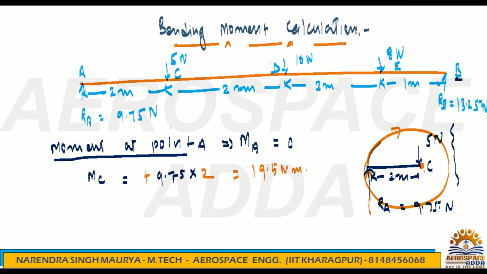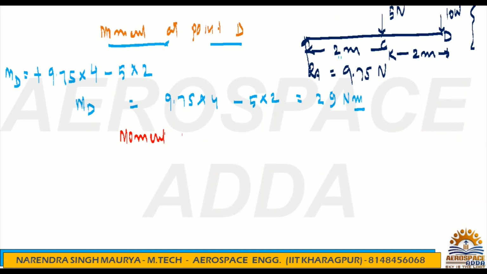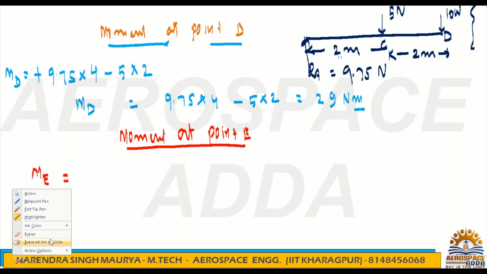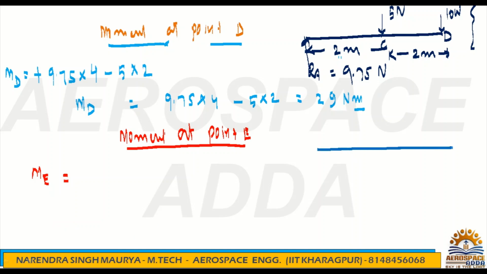What is the next point? It's point E. Moment at point E. So again, if you are writing moment at point E, you have to write ME is equal to. Now till what distance you have to draw the beam? Now this will be till point E. So this is point E now. At point E, you have to check what is the load.